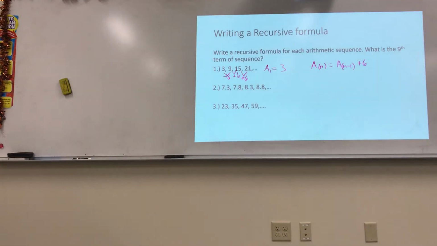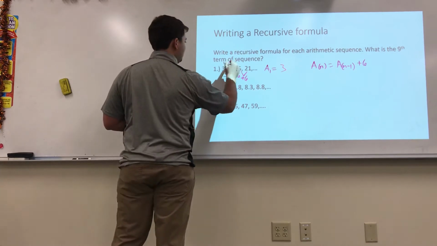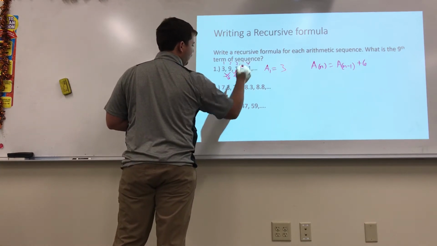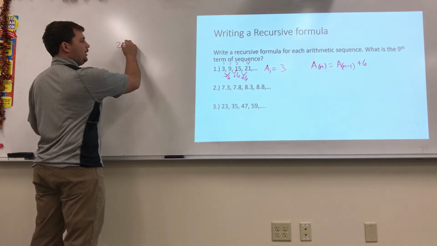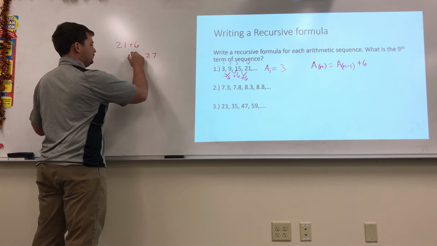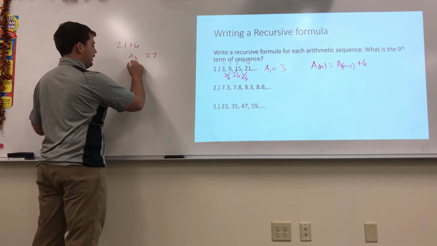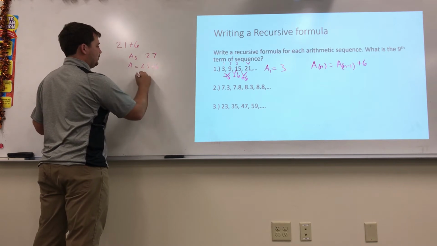Okay? Now, the one thing I have to figure out from this is what it would be to the ninth term. The thing that stinks about the arithmetic is I have to keep going. So this is the first term, second, third, fourth. To find the fifth, I'm going to have to put 21 plus 6, which is going to give me 27. Find the sixth, I'm going to have to take 27 plus 6, which is 31.